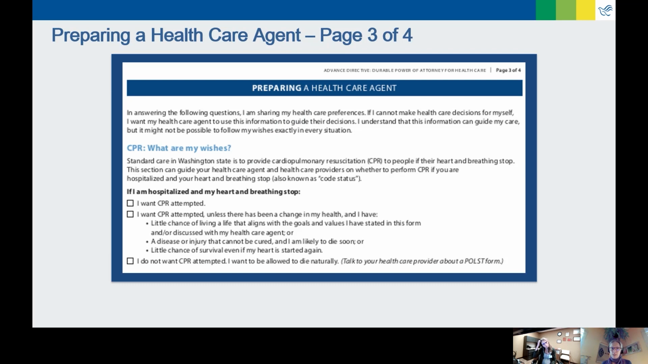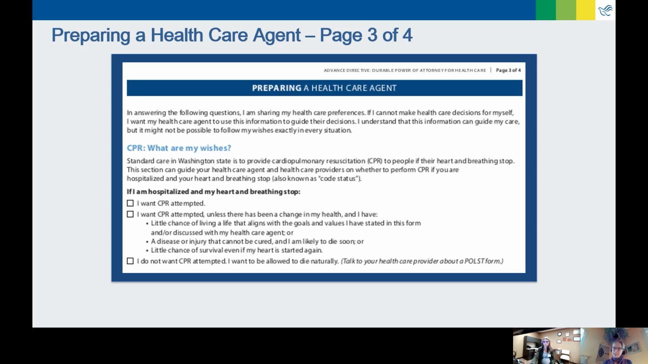So what this document is speaking about is in-hospital cardiac arrest. So if you are in a hospital and your heart and breathing stops, how do you want us to proceed? The first box is, I want CPR attempted, no matter what, period. I want it attempted. That's how I feel right now. Perfect. Choose that box.